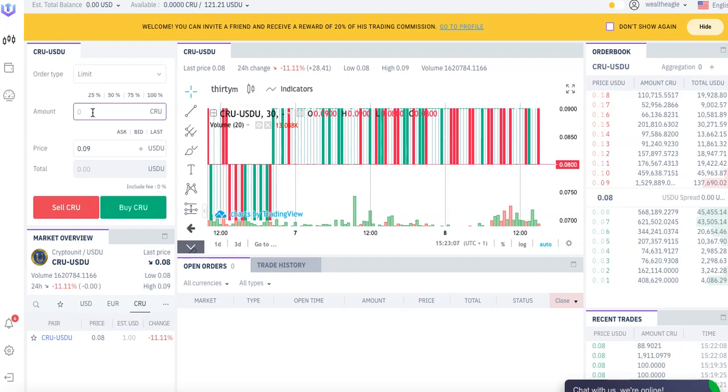So I'm going to do $120 divided by 9 cents. I'm going to scoop up 1,333. Now you can see here, maybe because it was showing BTC, I needed to refresh. Now it shows the right labels there. It showed me 119, so let me just put one more, it's 120, and I've got enough here. That's fine. Now I'm going to say buy CRU.